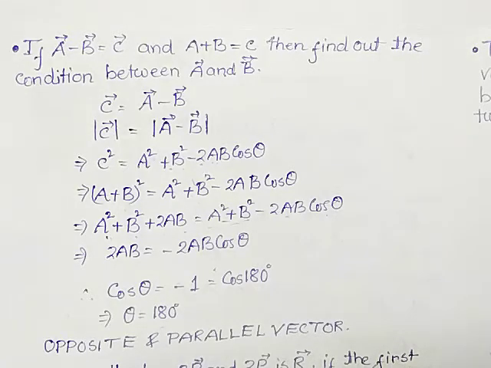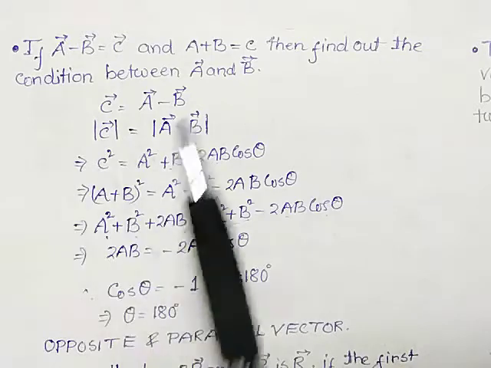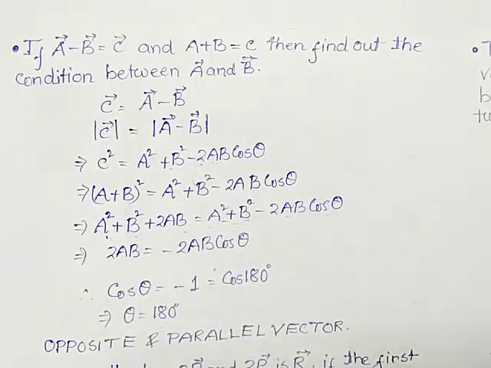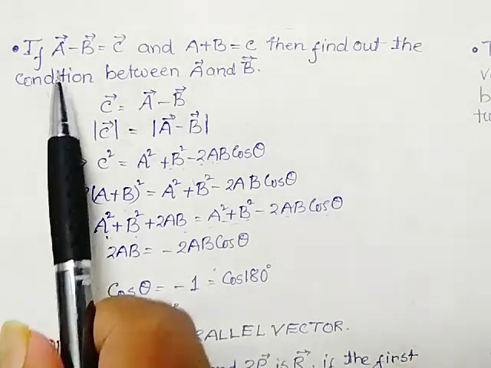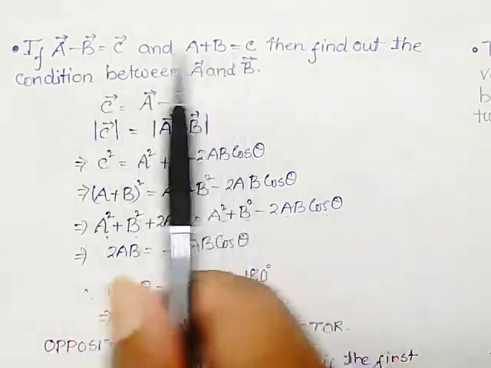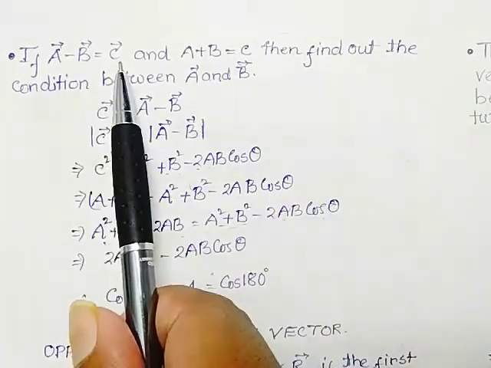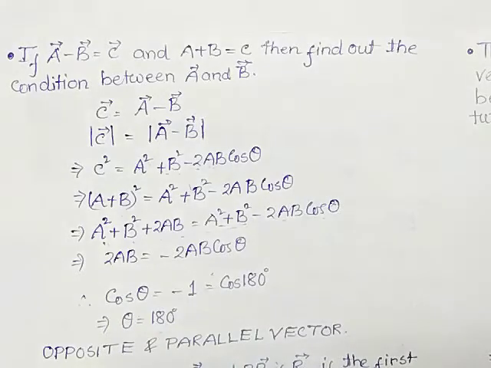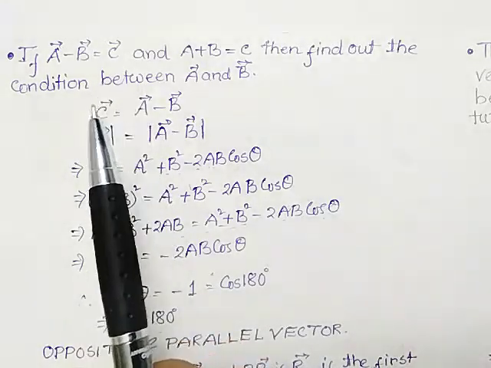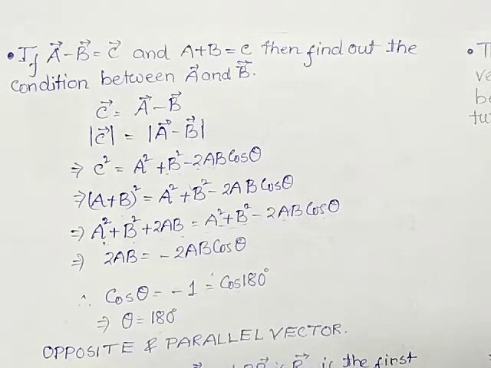So one thing just keep in your mind, if a plus b equal to c and there is a vector subtraction, if these two conditions are there, a vector minus b vector equal to c vector and a plus b equal to c, at that time a and b are opposite to each other. They are opposite to each other and they may be parallel to each other. This thing we have shown in one example before. I want to show you that example.